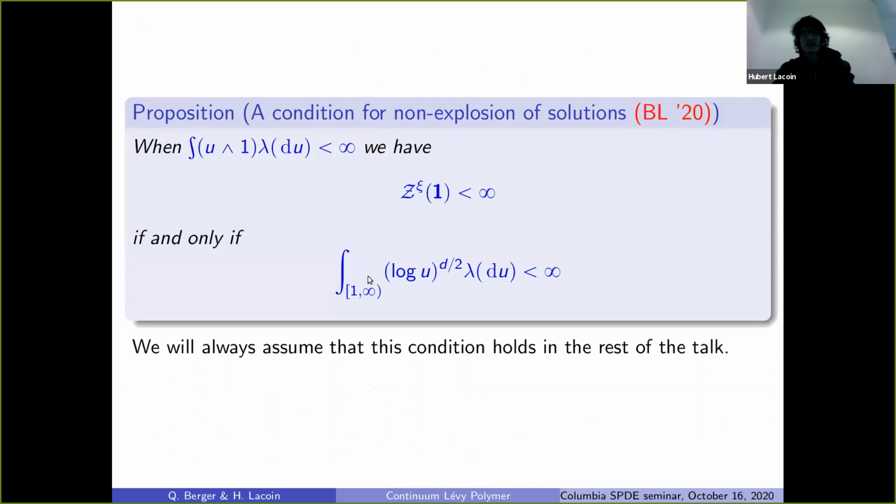And this condition is quite mild. You just need that log of u to the d over 2 is integrable at infinity for lambda. And for the rest of the talk, we will consider that this holds, and not talk about it anymore. So this is the only condition you need so that the partition function does not explode.